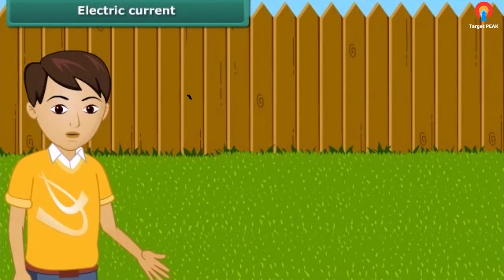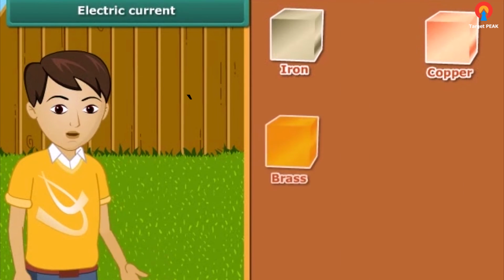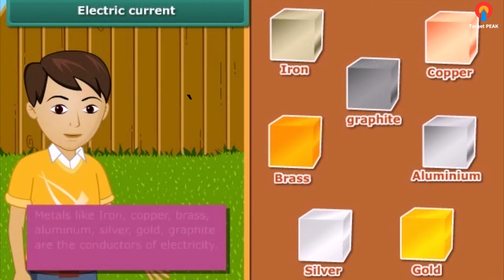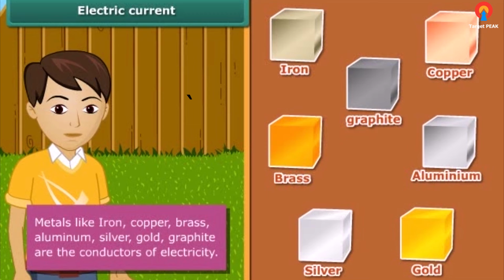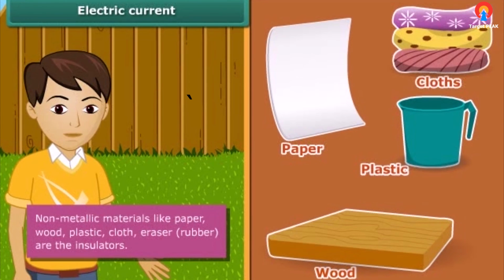Some materials allow electric current to pass through them, others do not. The materials that allow electric current to pass through them are called conductors. Iron, copper, brass, aluminium, silver, gold, graphite, etc. are the conductors of electricity. The materials through which electric current doesn't flow are called insulators. Insulators are also known as non-conductors of electricity. Paper, wood, plastic, cloth, eraser and rubber are insulators.